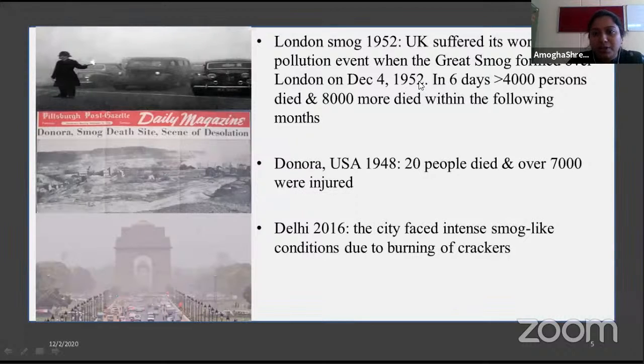In the United Kingdom, they suffered their worst air pollution with a great smog, which formed on December 4th, 1952. Within 6 days, more than 4,000 persons lost their lives, and 8,000 more died within the following months due to the effect of smog. And in the USA, in Donora in 1948, again there was a death of 20 people and over 7,000 were injured. More recently in Delhi in 2016, the city faced intense smog-like conditions due to the burning of crackers.